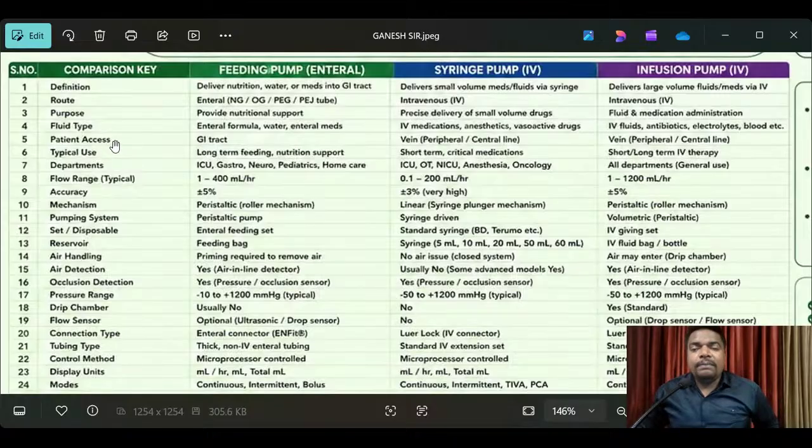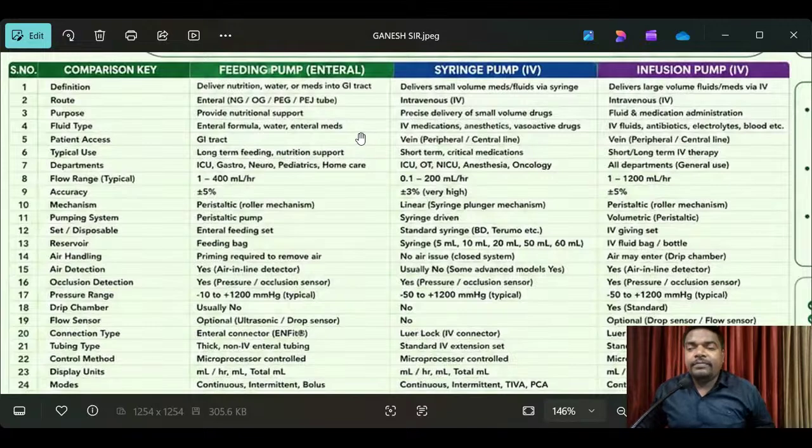So the comparison key, fifth point, patient access. When it comes to the feeding pump: the GI tract. Okay, the GI tract, what? Gastroenterology. So the tract, why? Because nutrition is provided here, it goes directly into the stomach. Because at that time the patient is not able to take food, is completely dependent on medications and surgery, and cannot move, we have to give proteins to the patient to survive. Right, come on. So patient access, that is for your feeding pump.